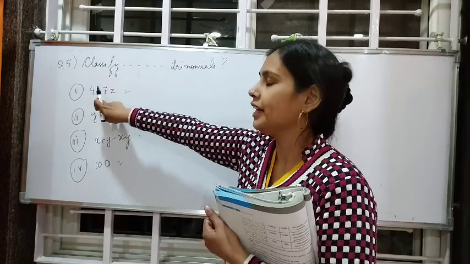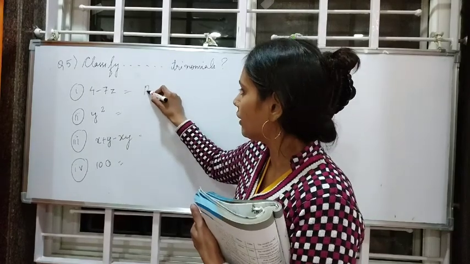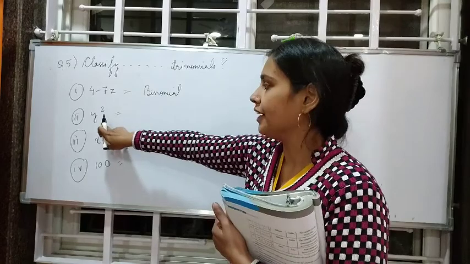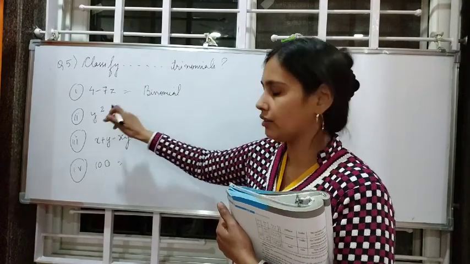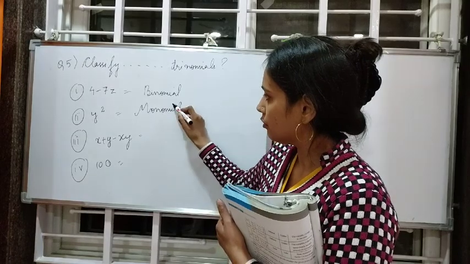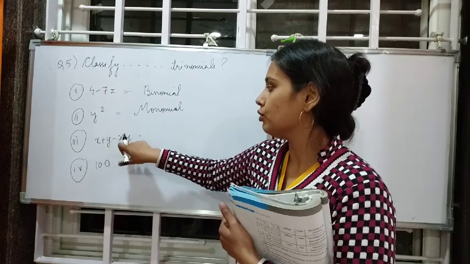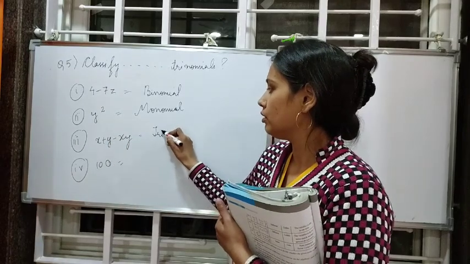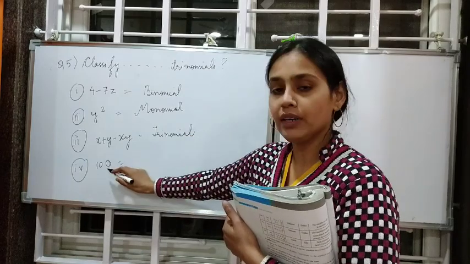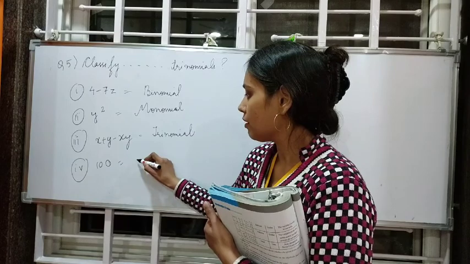Here, how many terms? 1, 2. So, binomial. How many terms? Single term, just 1. So, monomial. How many terms? 1, 2, 3. So, trinomial. How many terms? Just 1. Single term. So, monomial.